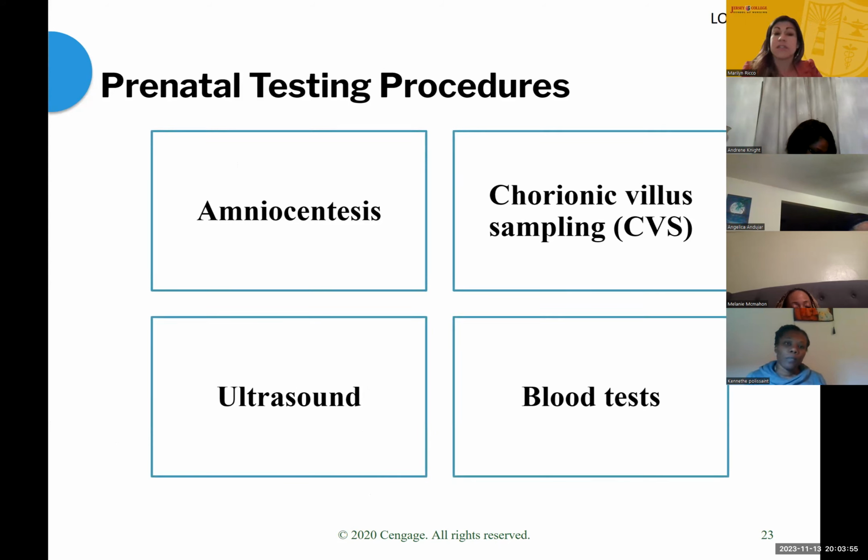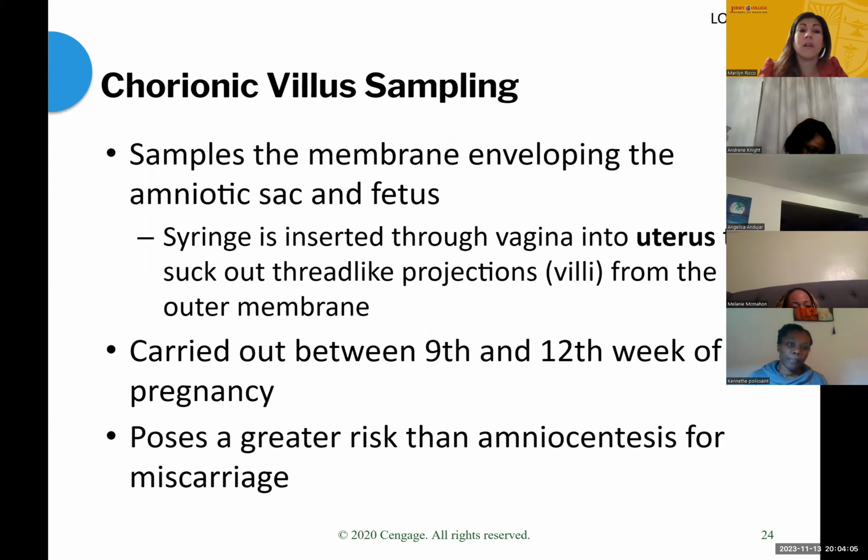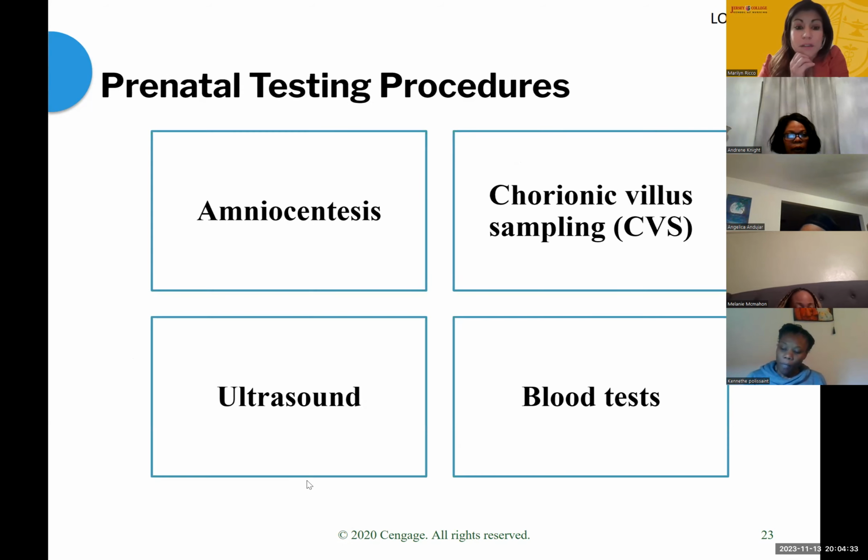So some prenatal testing procedures are the amniocentesis, ultrasound, chorionic villus sampling, CVS, and then blood tests. The chorionic villus sampling samples the membrane enveloping the amniotic sac and fetus. A syringe is inserted through the vagina into the uterus to suck out thread-like projections of villi from the outer membrane. And it's carried out between the 9th and 12th week of pregnancy. It poses a greater risk of miscarriage than amniocentesis, right? So when we look at these different types, blood tests and ultrasounds are safe. They're your safe bet.